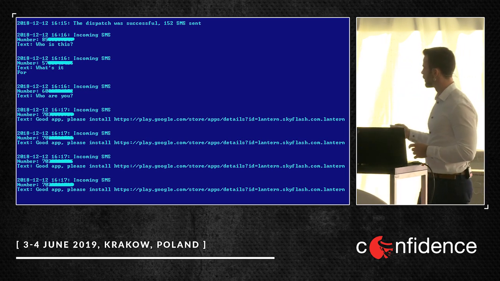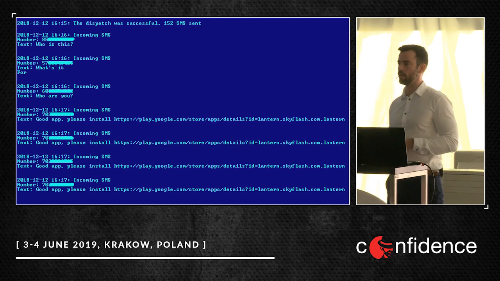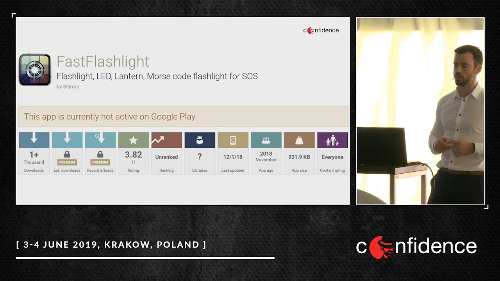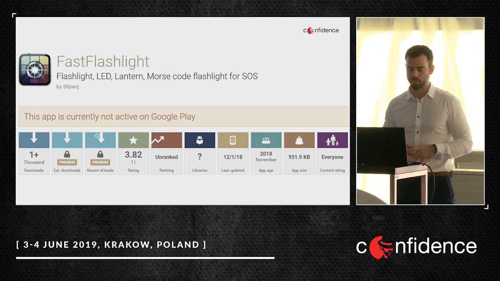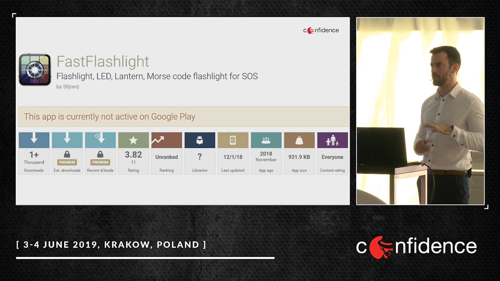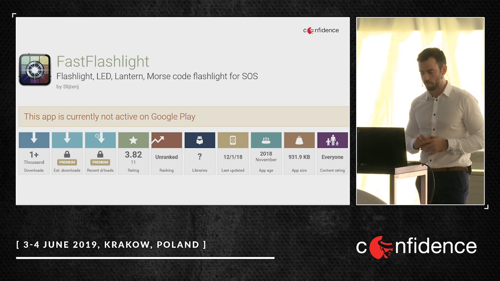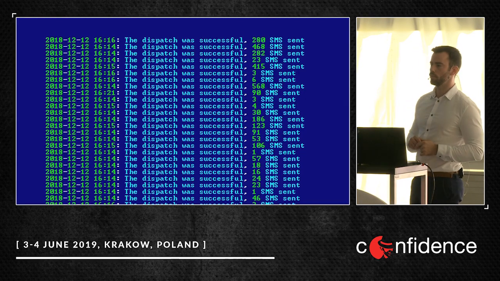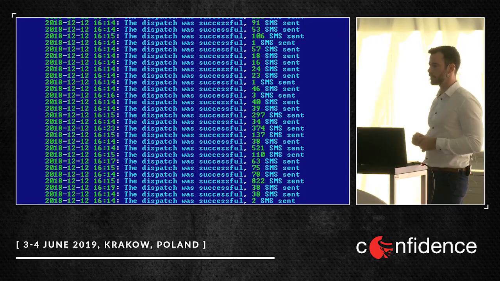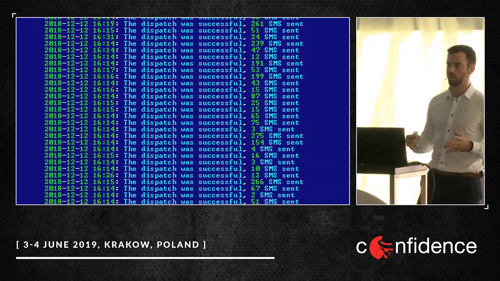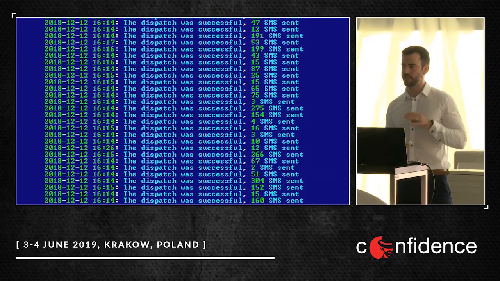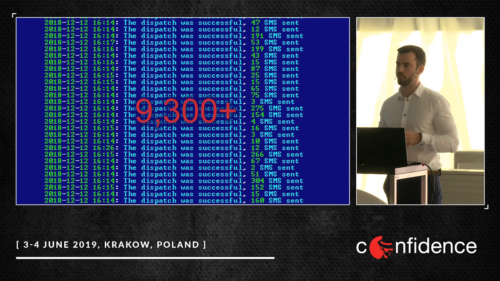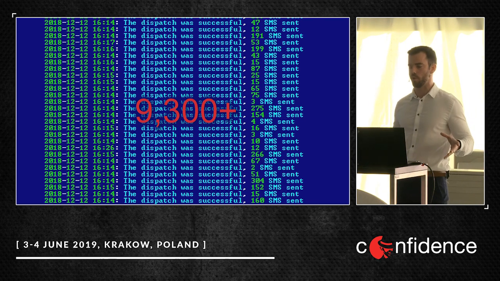The text message says, good app, please install, and a link to Google Play Store. This is the application. The app had 1,000 installs and was available for approximately 20 days on Play Store. From 500 victims, 82 sent these text messages to their friends. When I grabbed all the logs, there were over 9,000 text messages sent within 16 minutes to people you know: your friends, family members, colleagues, and so on.